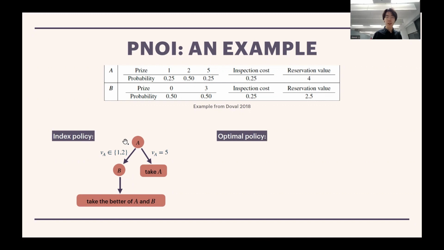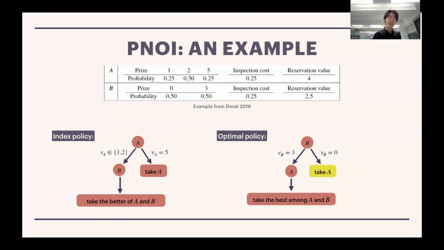But in the POI, if we allow you to take a box without opening it, you can actually do better. So the first step, you will open box B. So box B will have lower index. And if box B reveals a value equal to 3, then it's still profitable to open box A because 3 is smaller than the index of box A. Okay, and then you will take the best among A and B.